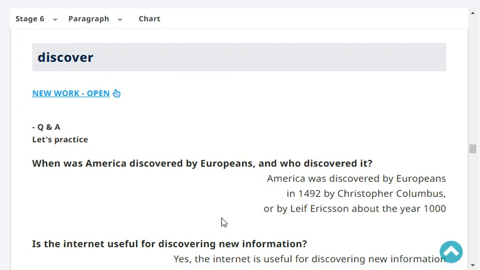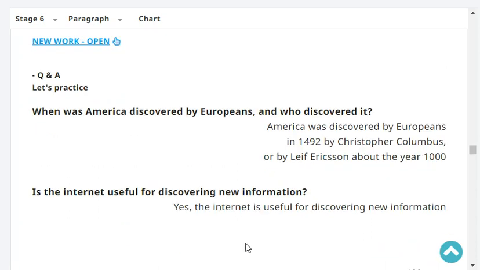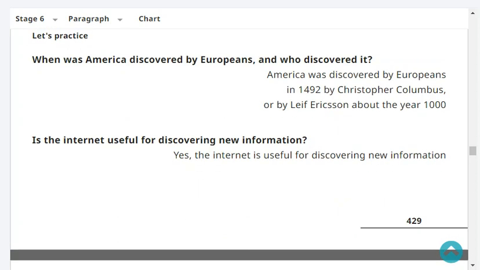When was America discovered by Europeans and who discovered it? America was discovered by Europeans in 1492 by Christopher Columbus, or by Leif Erikson about the year 1000.